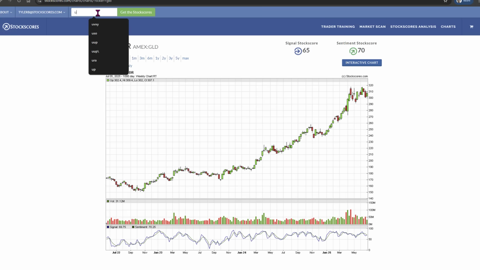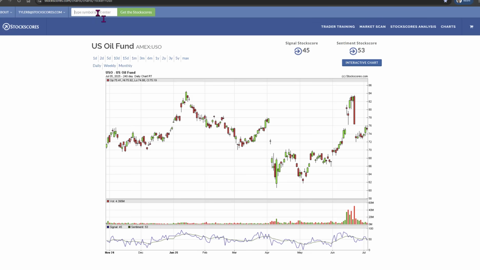Let's move our attention to oil. USO is the chart, and you can see lots of volatility. We don't have quiet sideways trading. We're up, we're down, we're up, we're down. That tells us that investors are uncertain about oil. And there's really no strong trend here.